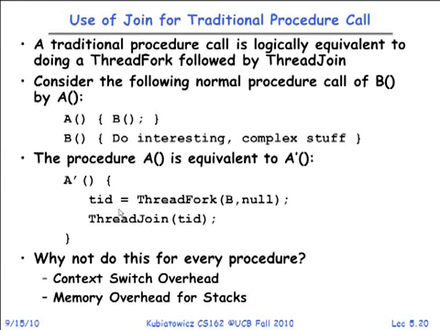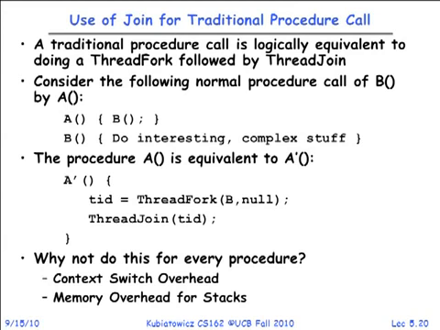Is there a way for A prime to get the return value from B in this thread join? Yes, there is. Would it have to be message passing or shared memory? No, actually, the typical wait system calls have a way that you can get the return value back. In fact, we might even ask you to do that in number 1, lab 1. Okay.